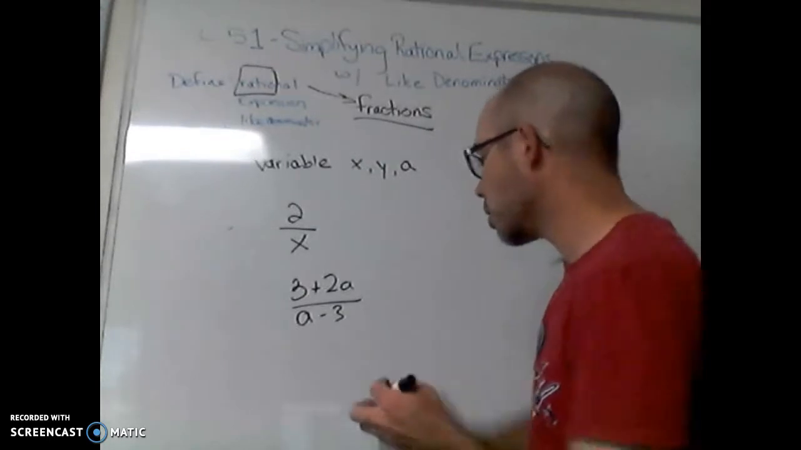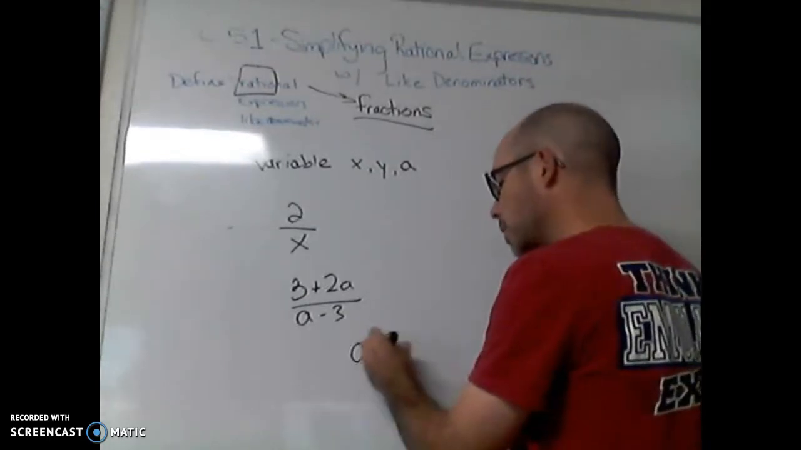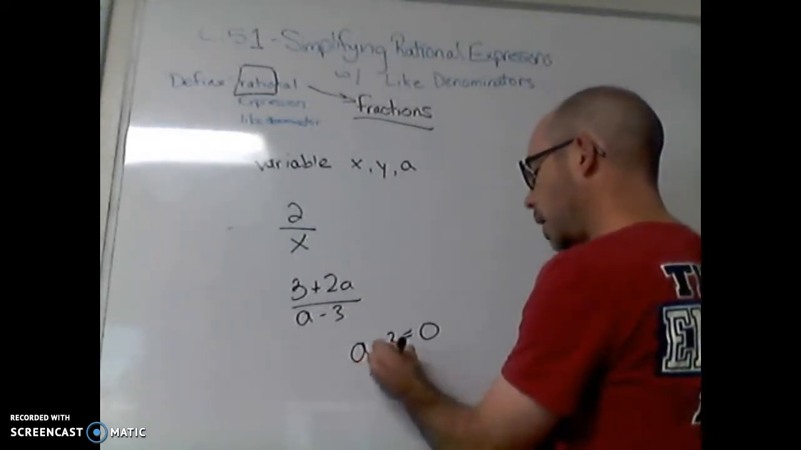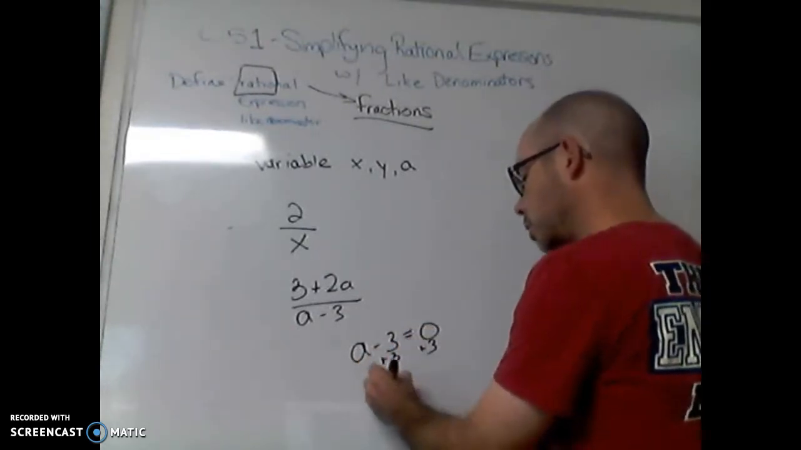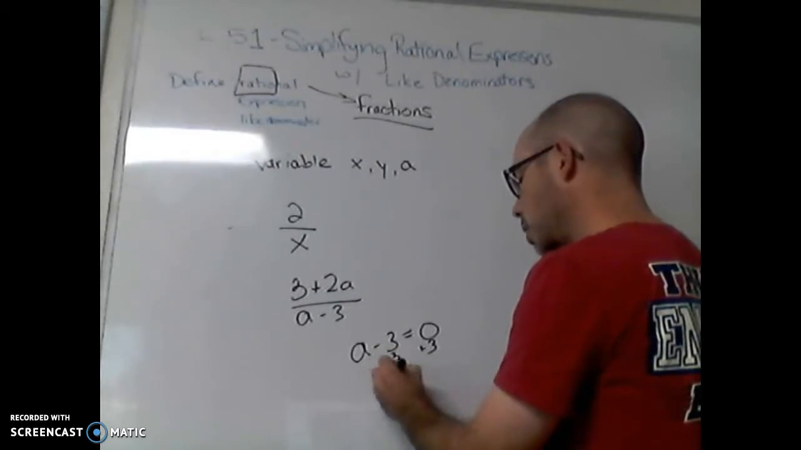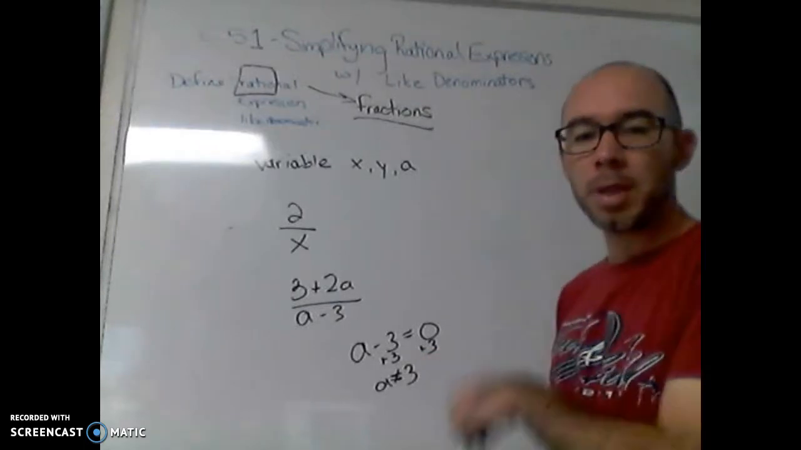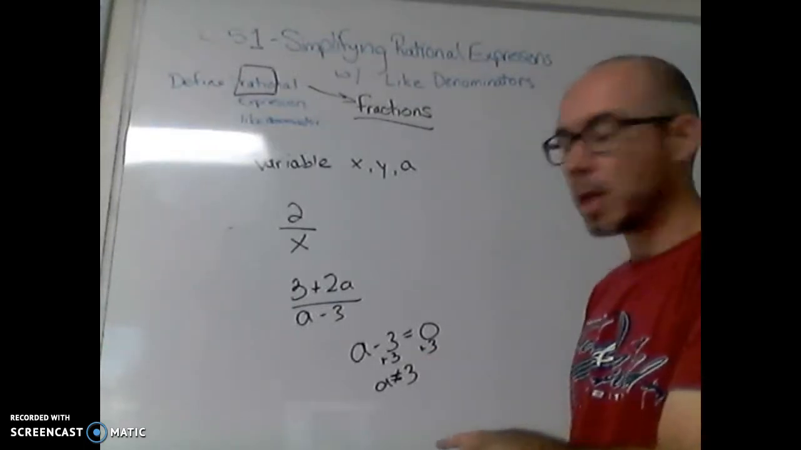For this one here, we're looking for when a - 3 equals 0. And then we just do the math here. We add 3 to both sides. So when a equals 3, that's a restricted value. We could write it like this: a cannot be 3.